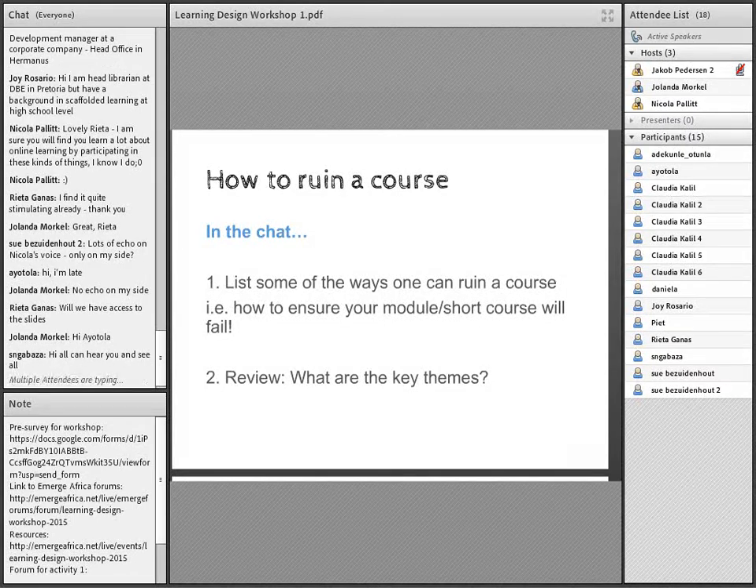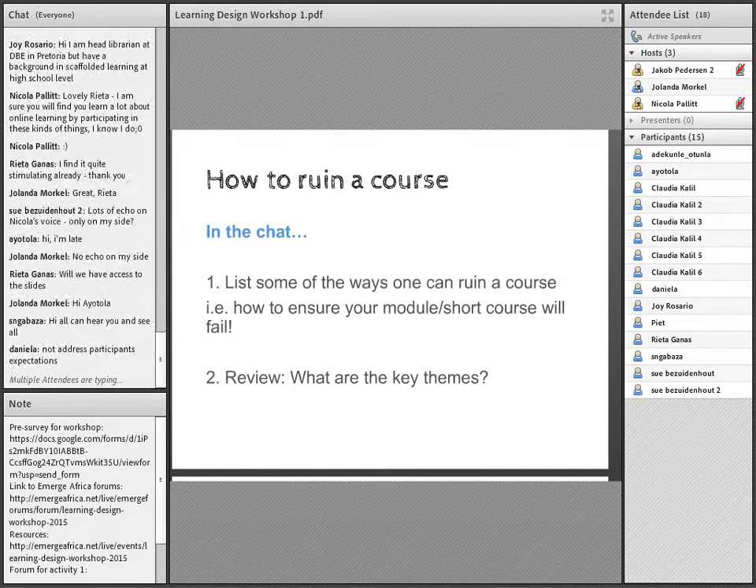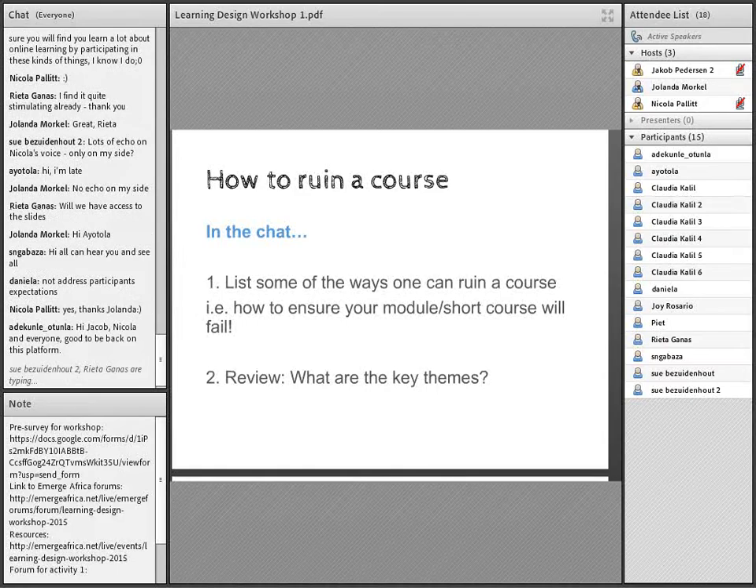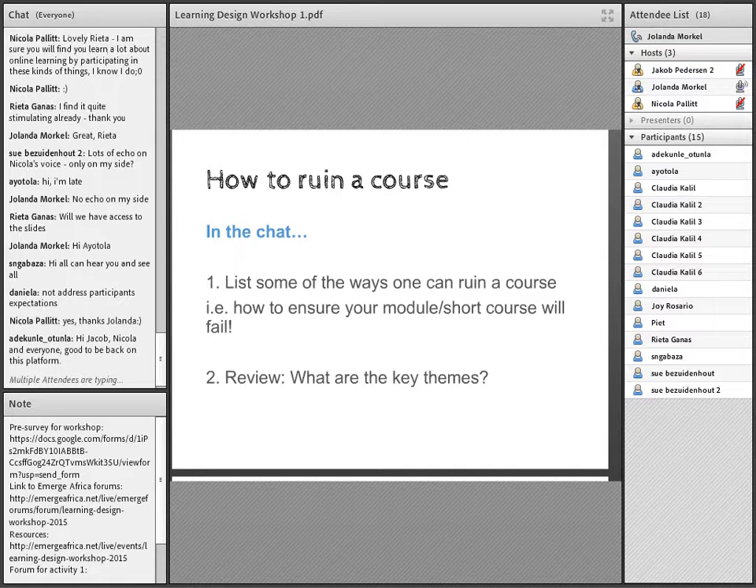Perhaps, Nicola, I can just add here that this is an activity that we are borrowing from Grainne's 7 C's model, and we've used it before. It may seem quite strange to ask such a question, but if you think about it, it actually helps you to uncover the opposite. So what should you absolutely not do, or what should you do to ensure that you end up with a failed course, a ruined one?